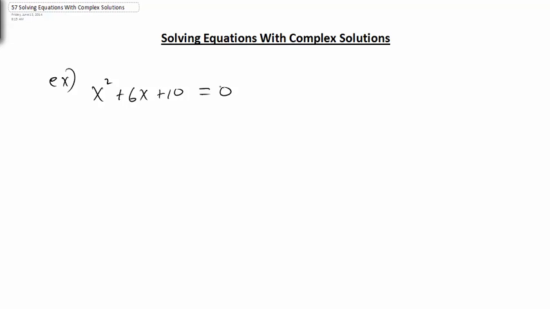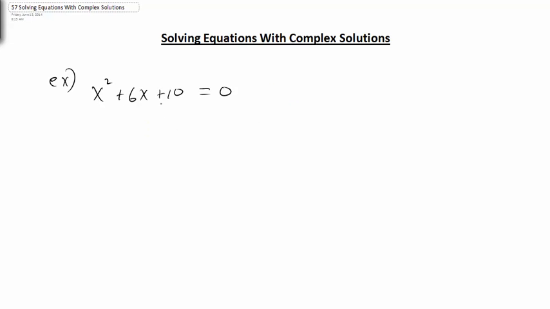Now, normally we would start out with this problem and ask, can we factor this expression? We would try to factor: x times x is x squared, and then 10 would be 1 times 10 or 2 times 5. If we try 1 and 10, that's not going to give us the 6x in the middle. Or if we try 2 times 5, we're not going to get the 6x. So here, we're not able to factor this trinomial.